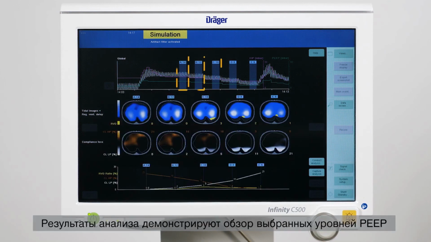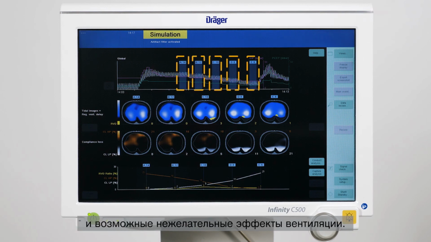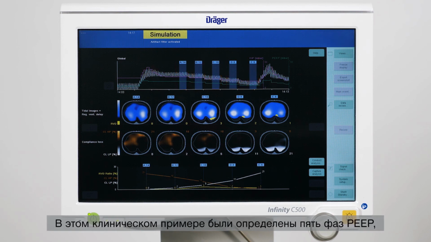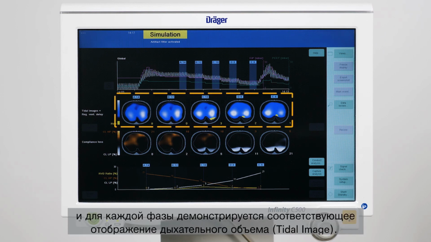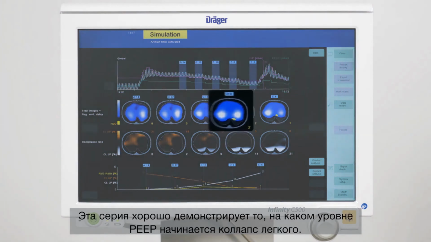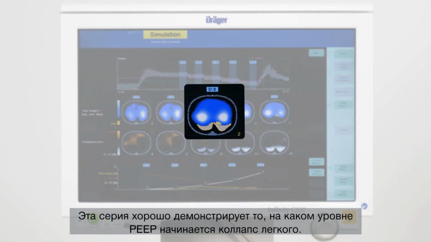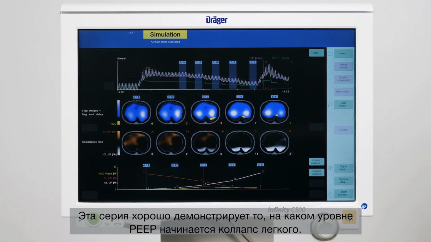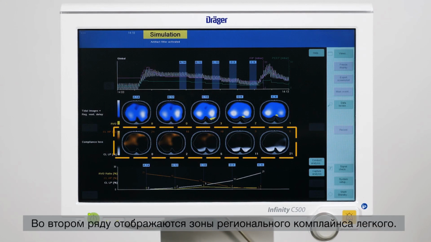The results of the PEEP Trial Analysis show an overview of the selected PEEP levels and the possible adverse effects of ventilation. In this clinical example, 5 PEEP steps have been identified, and for each step, the corresponding tidal image is displayed. This series already displays nicely at which PEEP level major lung collapse starts. The second row displays maps of regional lung compliance.